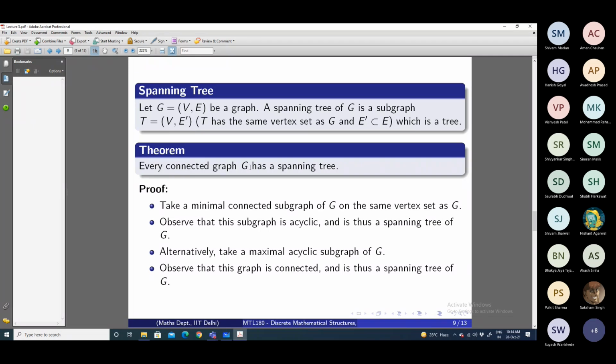Is that fine? That every connected graph has a spanning tree? Can you see this? So don't go through that proof. Just tell me, can you see that one? So can you visualize that? Yes. So if you have any doubt, you should ask.